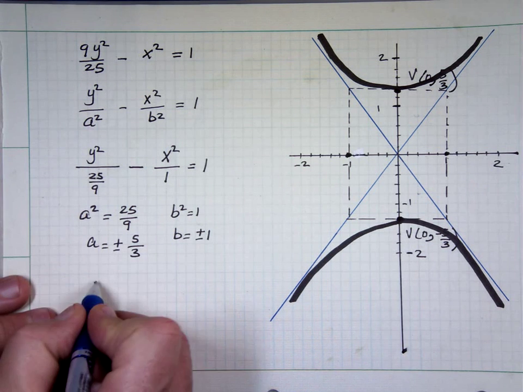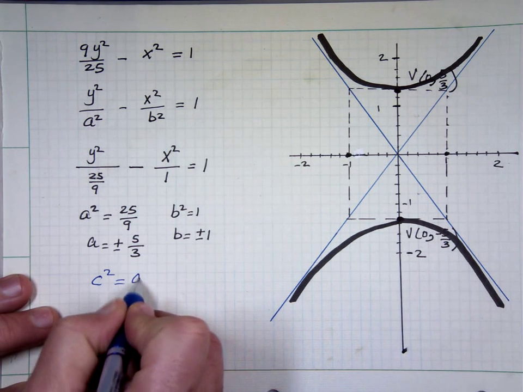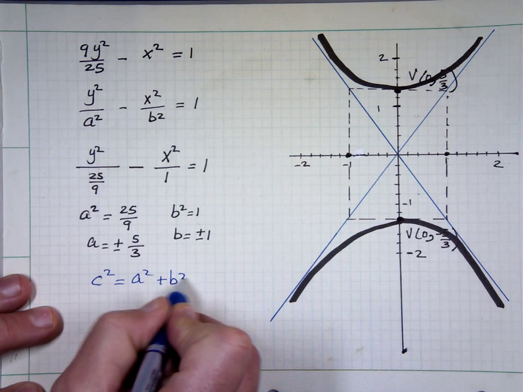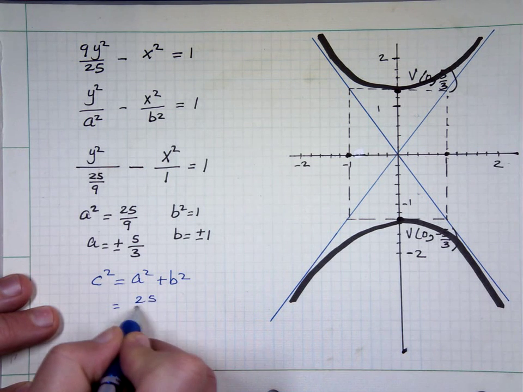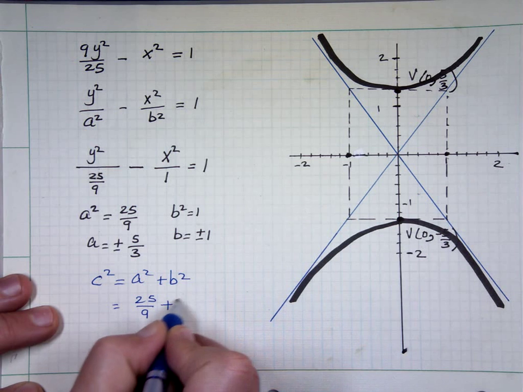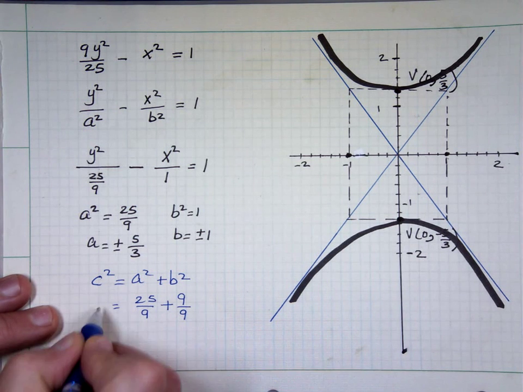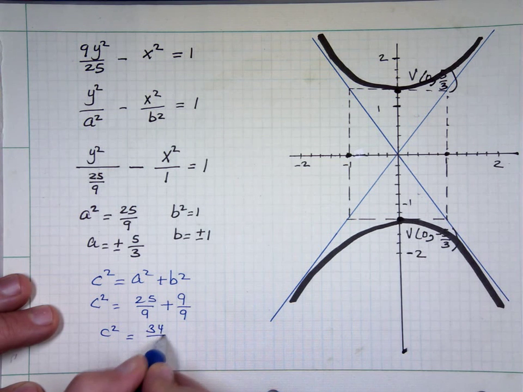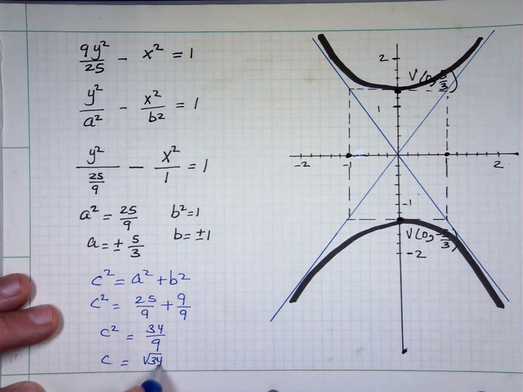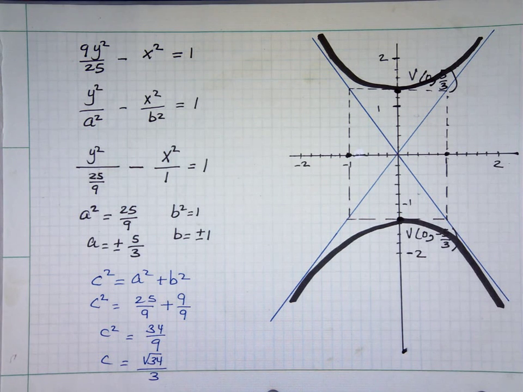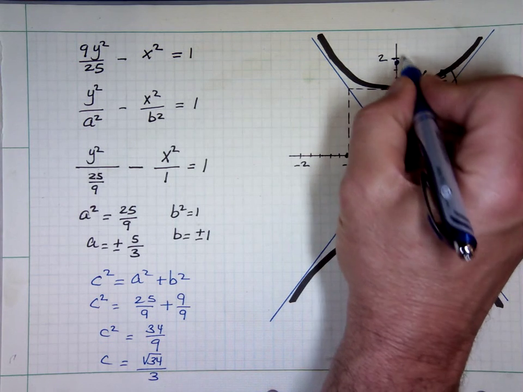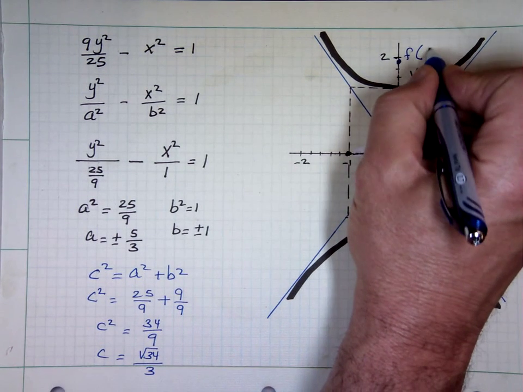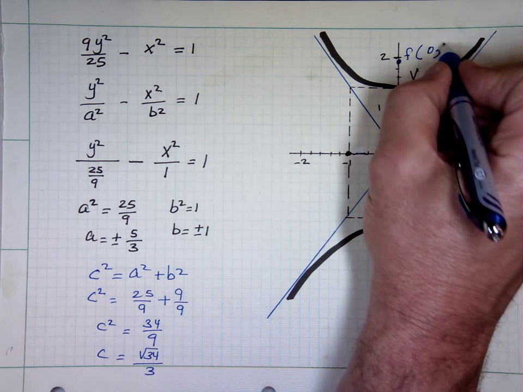C squared equals A squared plus B squared. 25 over 9 plus the 1. The 1 is what? Isn't that 9 over 9? 34 over 9. C equals the square root of 34 divided by 3. Square root of 9 is 3. Whatever that number is, somewhere here, that's where your focal point is going to be: 0, comma, the square root of 34 over 3.